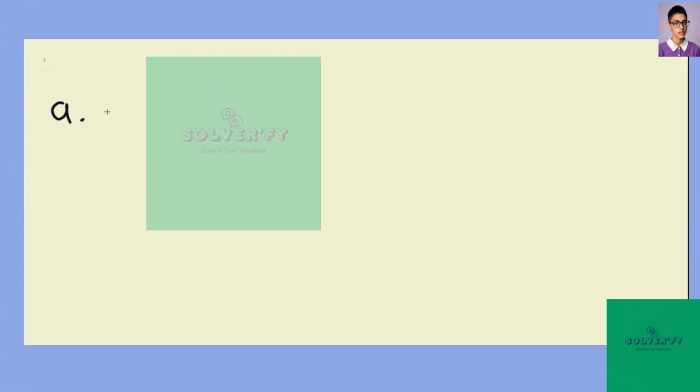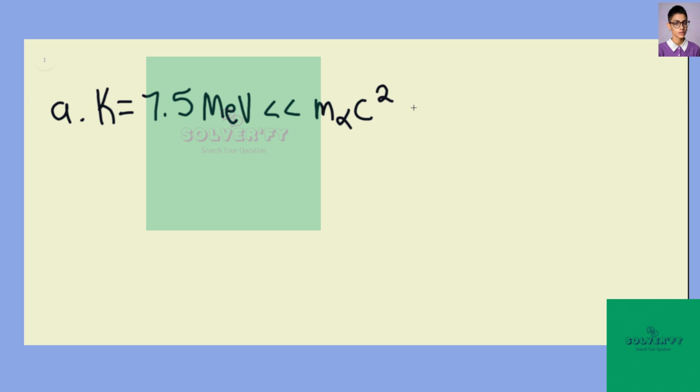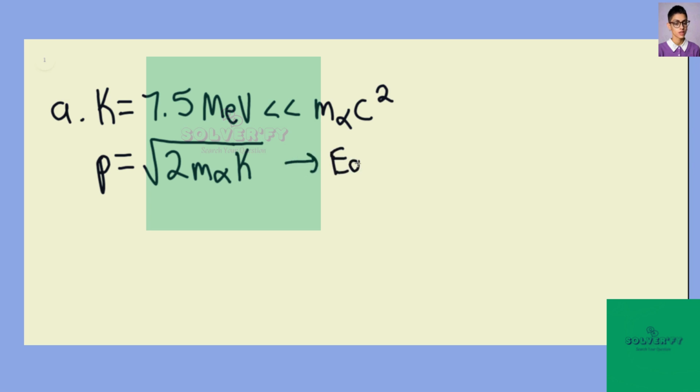Since we know, for part A, that the kinetic energy is 7.5 mega electron volts, and this is much, much less than the mass of the alpha particle times c squared, we may use the non-relativistic formula. So the momentum would be equal to the square root of 2 times the mass of the alpha particle multiplied by the kinetic energy.